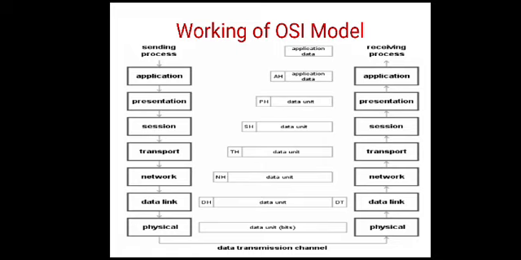In this, each layer uses the services of the layer just below it and provides services to the layer just above it. Each layer attaches a header which contains the information about that layer, but no layer is allowed to open the headers of the other layers. Also, there is a transmission channel through which the data is transferred.